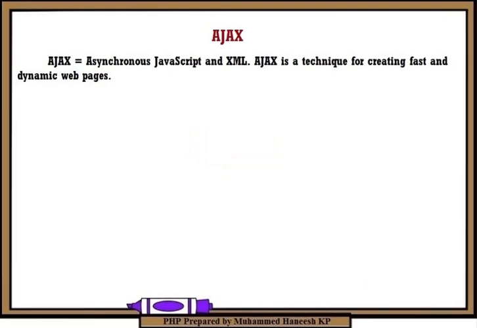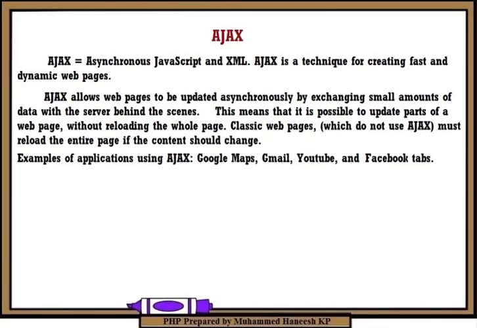AJAX is the abbreviation of Asynchronous JavaScript and XML. AJAX is a technique for creating fast and dynamic web pages. It allows web pages to be updated asynchronously by exchanging small amounts of data with the server behind the scenes. This means that it is possible to update parts of a web page without reloading the whole page.